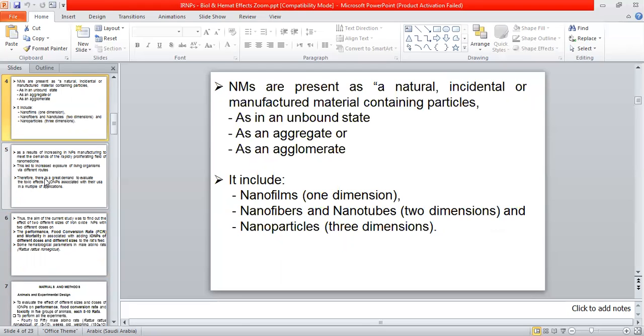With respect to the formation of nanoparticles, they are present naturally or incidentally, or they may be manufactured as a material containing these tiny particles. With respect to their state, they are either in an unbound state or in aggregate or agglomerate states. For example, we have nanofilms, which represent one dimension, nanofibers and nanotubes, two dimensions, and nanoparticles, three dimensions.